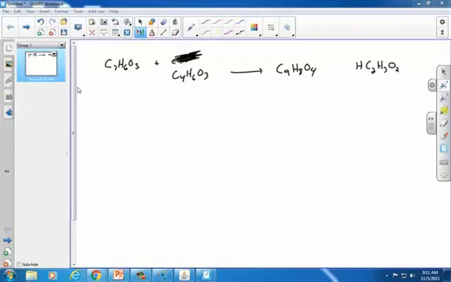It says, in a certain aspirin synthesis, 104.8 grams of salicylic acid was treated with 110.9 grams of acetic anhydride. And we want to calculate the percent yield if 105.6 grams of aspirin were produced.